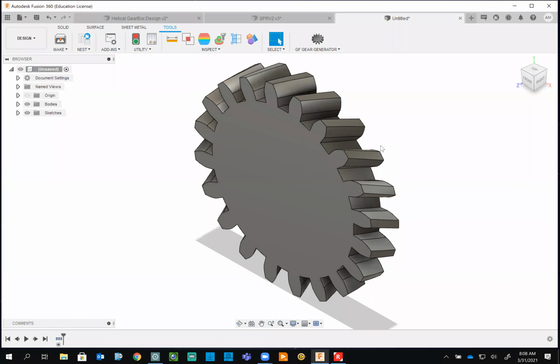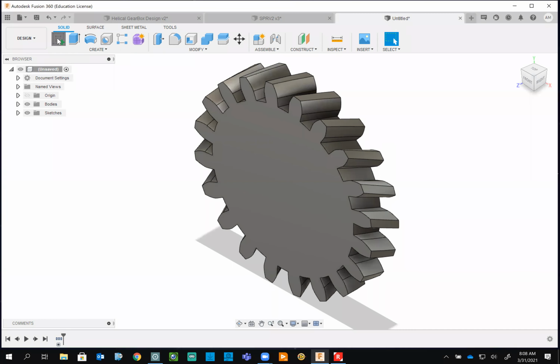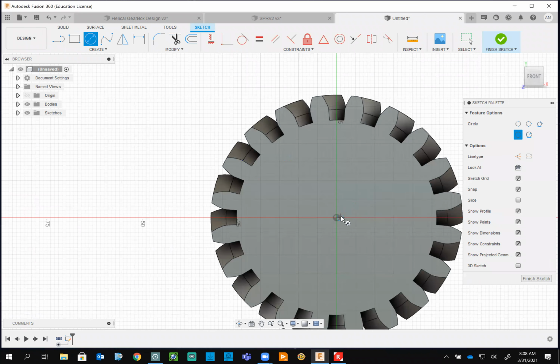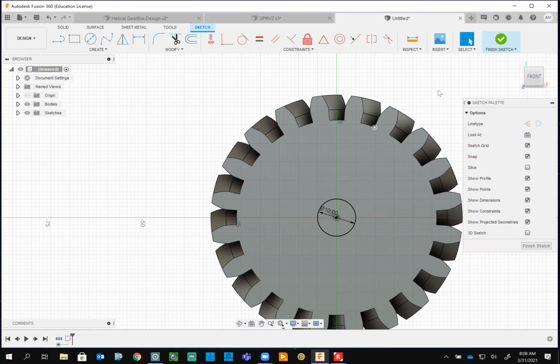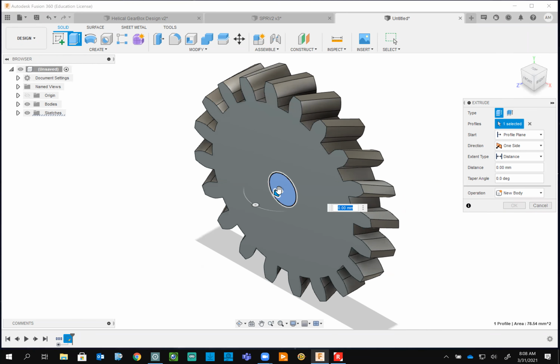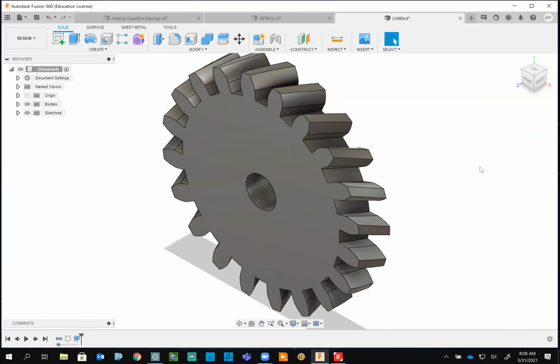And again, when you go to market to buy gears, they give you either pitch or module and the number of teeth. Nobody talks about the diameter. You can figure it out. Let's say the same thing if I want to put it on a shaft. So easily I can create the hole for the bearing inside, maybe 10 millimeter. And then, as you can see, very similar to SolidWorks or your other software, extrude or cut, whatever you want to do. So here is your gear.